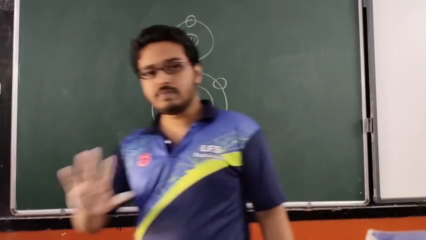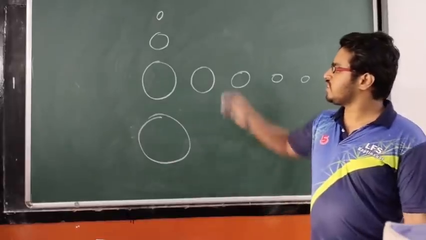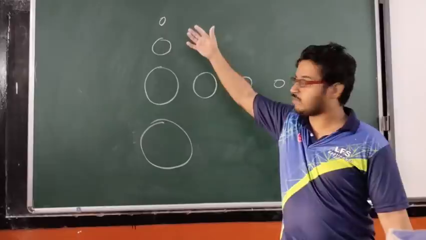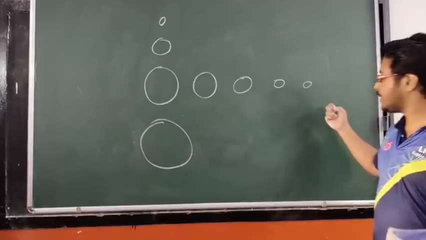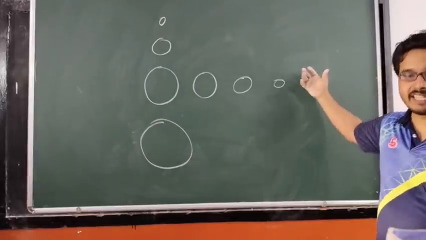Okay, so just look at this diagram. Okay, you can see that from top to bottom, the size of the atom is increasing. If you are moving from left to right in a periodic table, the size of an atom is decreasing.